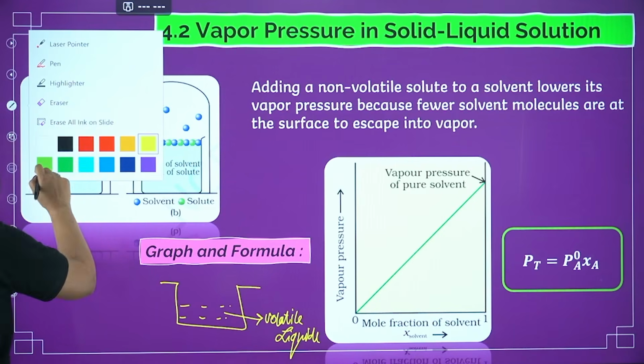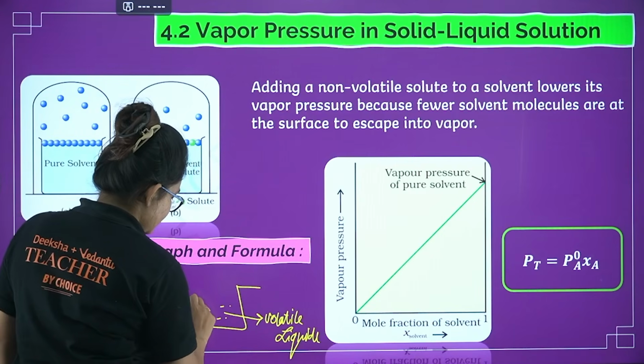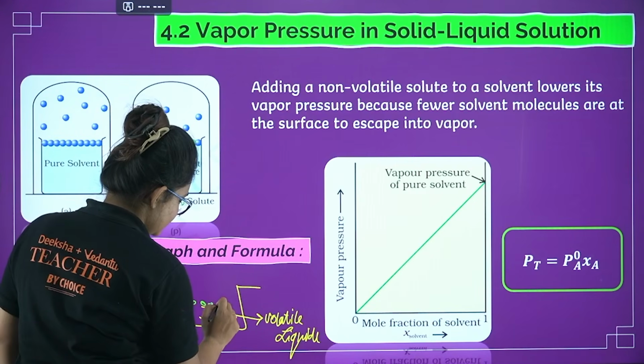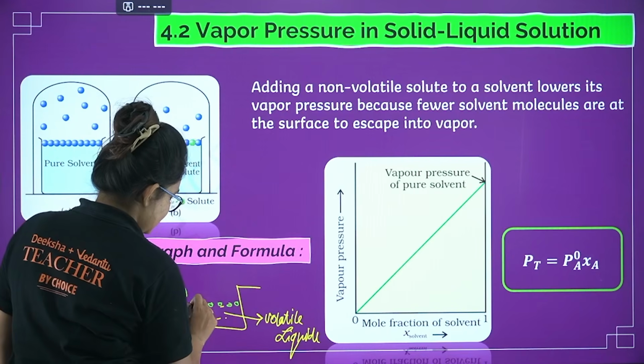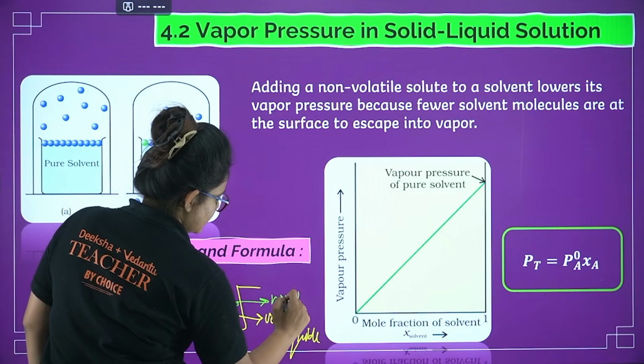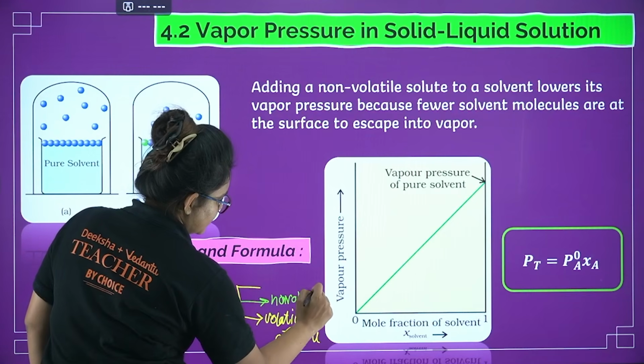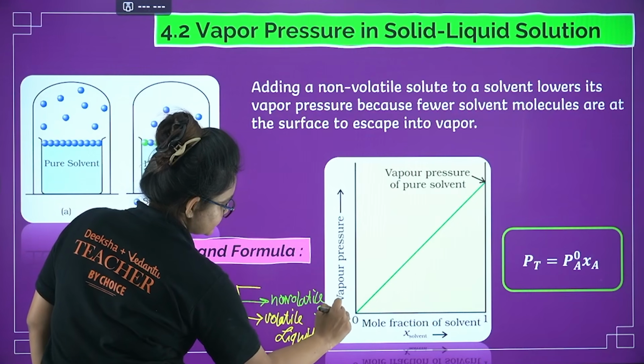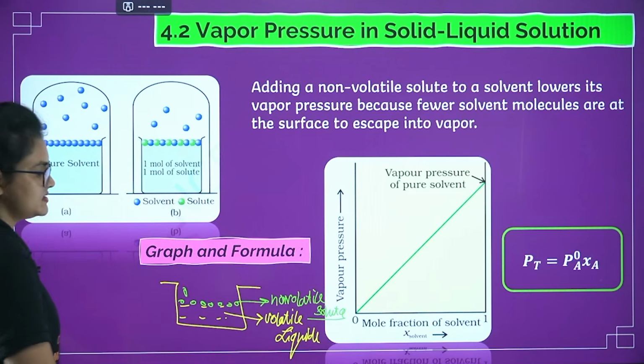Now I am adding here some non-volatile solute. They get accumulated on the surface. They block the surface area. This is my non-volatile solute. They block the surface area.